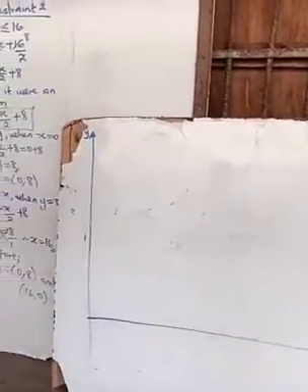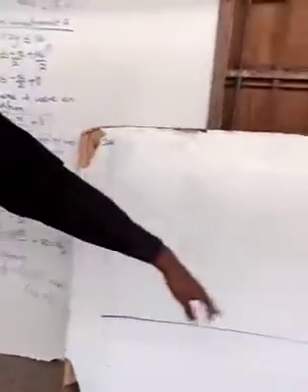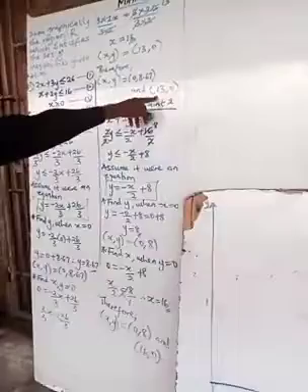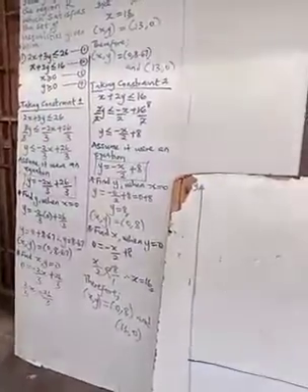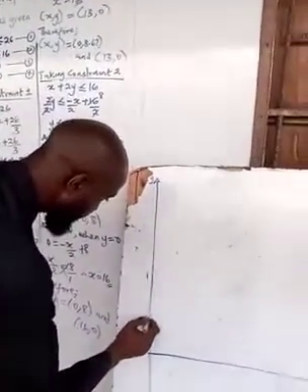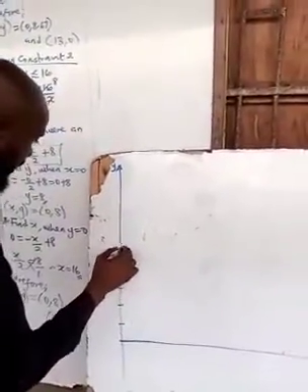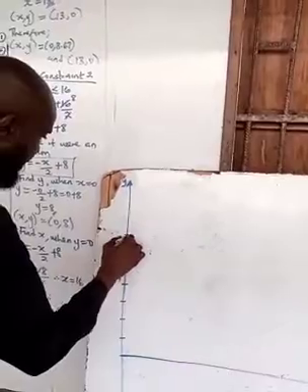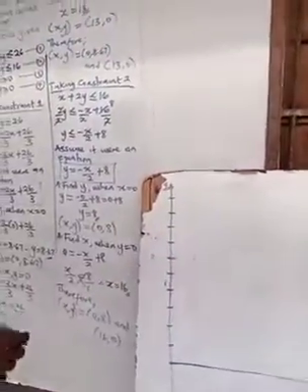The x is up to 16, so we have to be very careful to manage the space. And for y, the maximum value of y is 8.67. So let's use 1 for y: 1, 2, 3, 4, 5, 6, 7, 8, 9, 10.